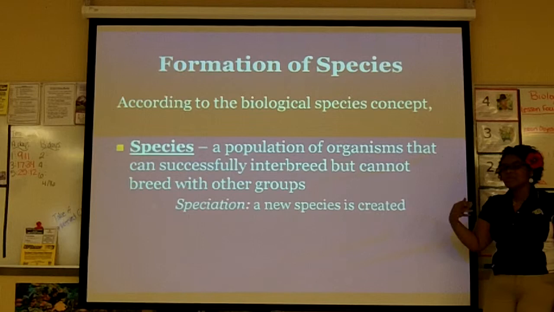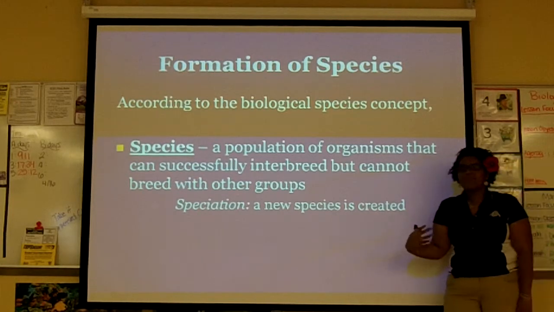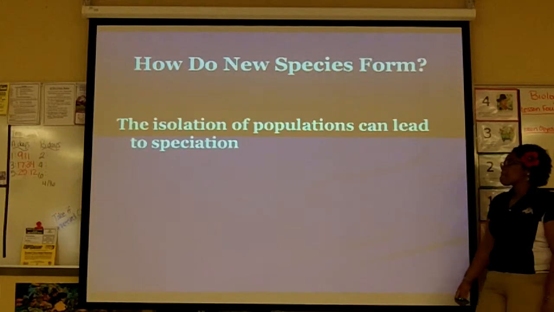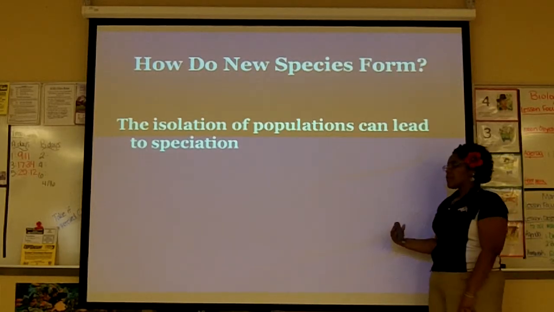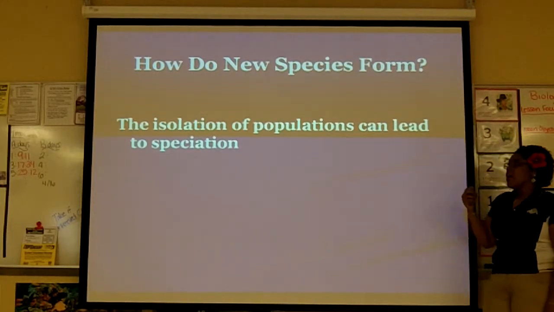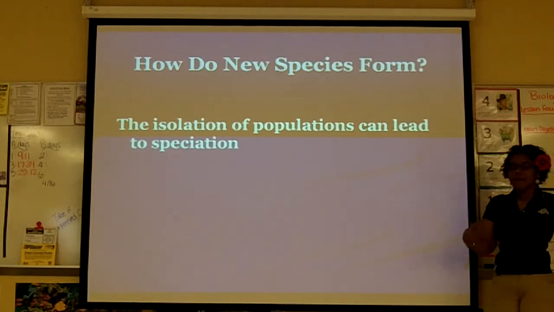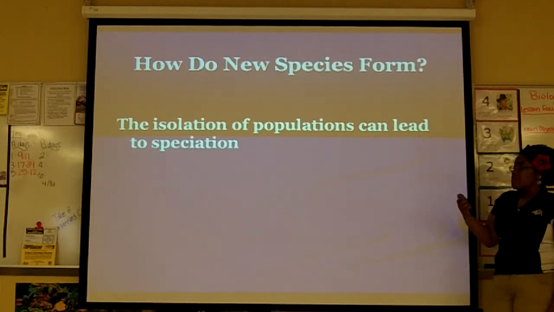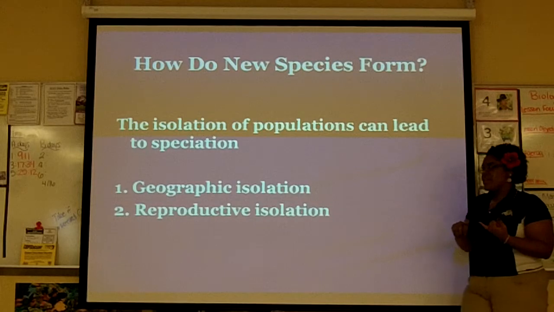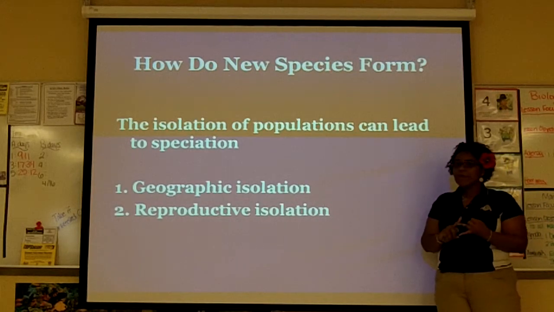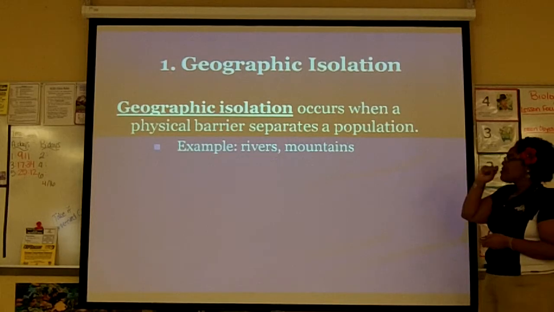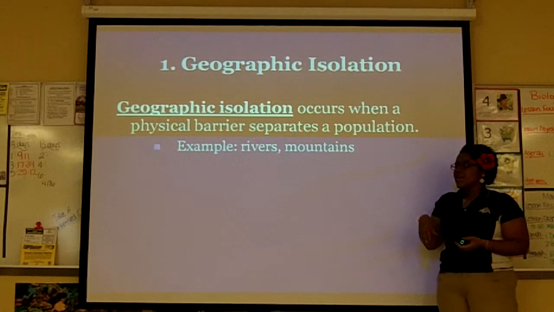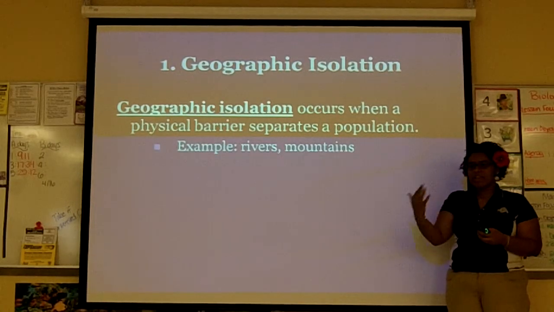So the actual speciation is the creation of a new species. And there are different ways that species are formed. One of them, mainly, is the isolation of populations. You can be isolated either geographically or reproductively. And there's actually another one. But with geographic isolation, that's if you have a physical barrier between you and another population.